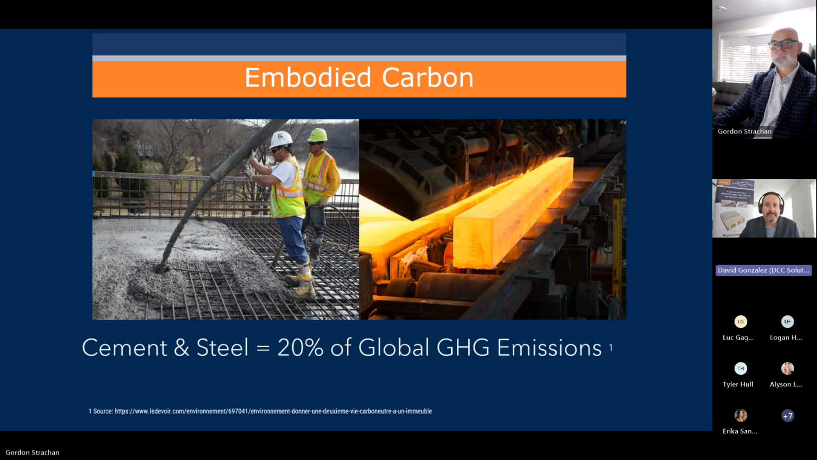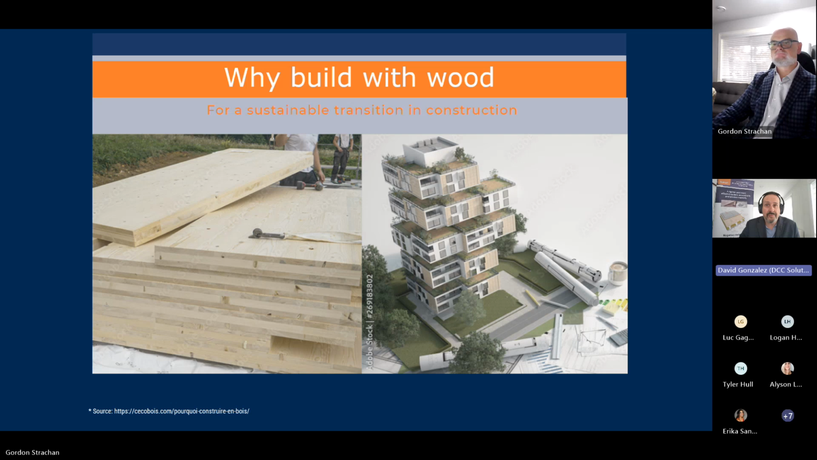Gordon, next slide. One way is to favor the use of wood in construction. But why is wood better environmentally speaking? Well, using a wood frame structure allows the building to be part of a true approach to reducing carbon dioxide emissions, because 1 cubic meter of wood can actually store 1 ton of CO2, while 1 cubic meter of concrete is going to emit half a ton of CO2.